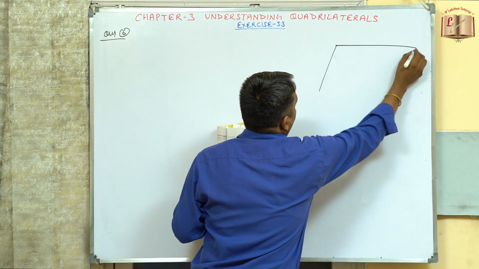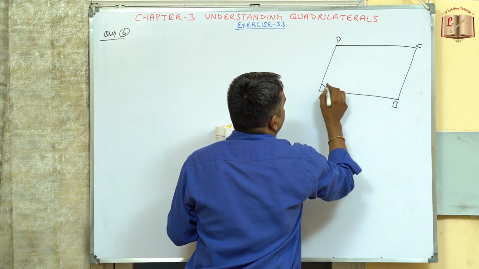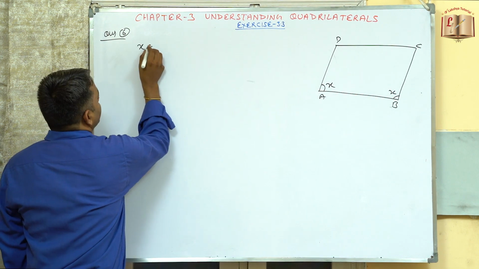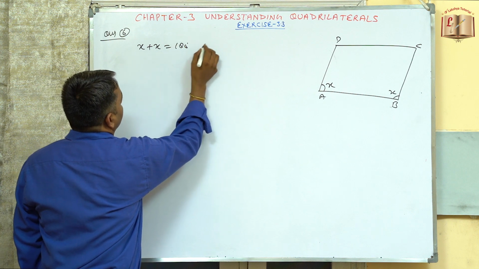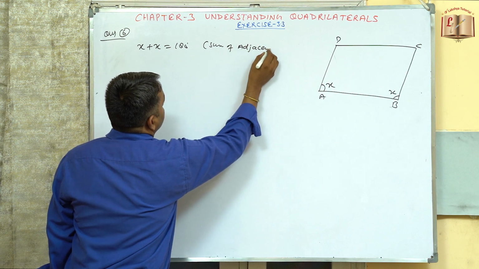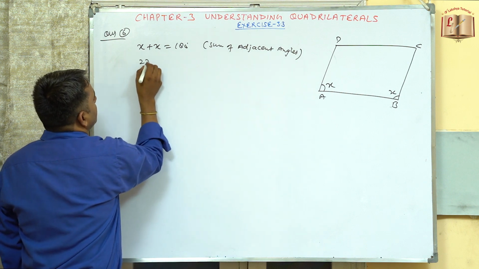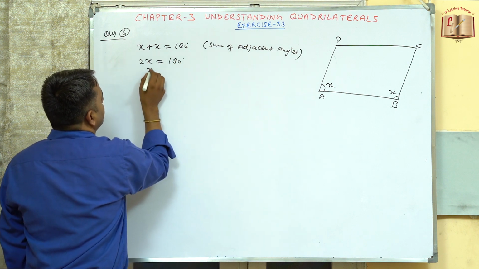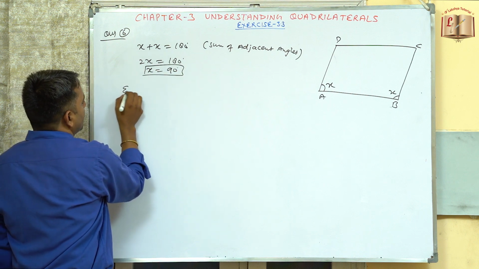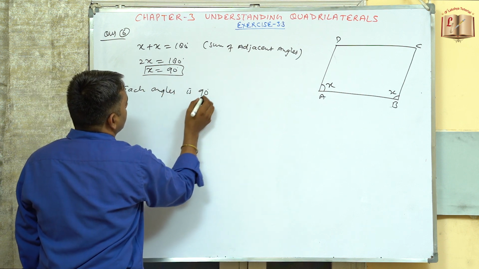So in a parallelogram, adjacent angles have the same measurement. Suppose this is x, so this is also x. We need to find out all the angles. So here x plus x will be equal to 180 degrees, since this is the sum of adjacent angles. So 2x will be equal to 180 degrees. So x will be equal to 90 degrees. So in this case each angle is 90 degrees.